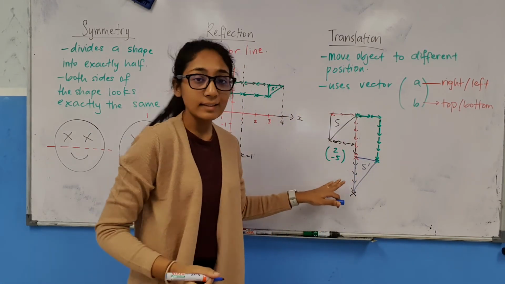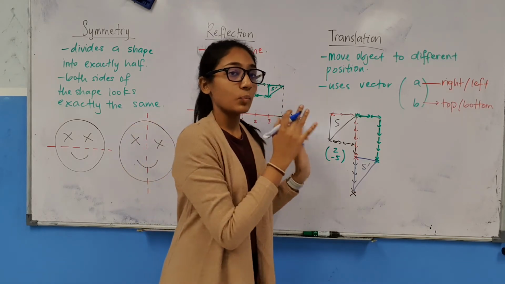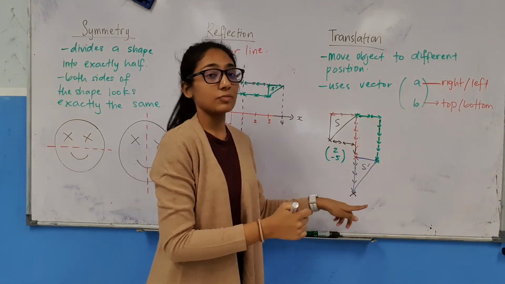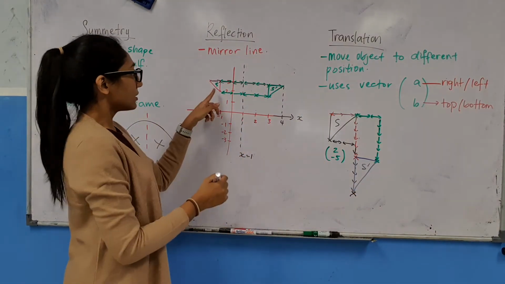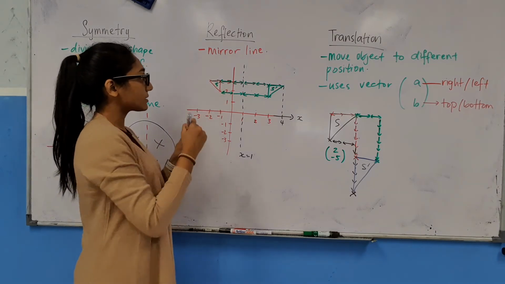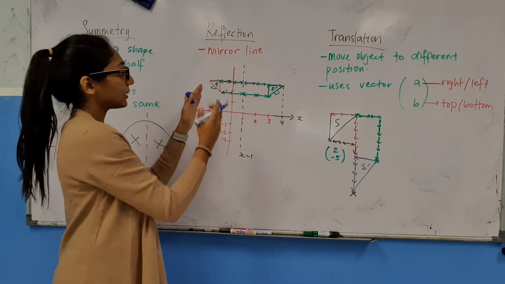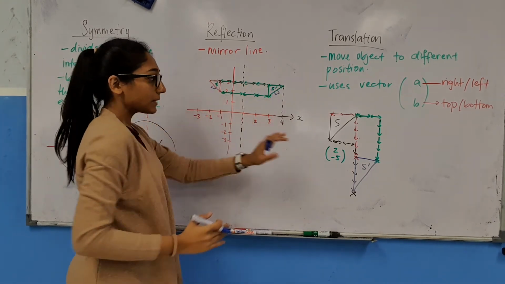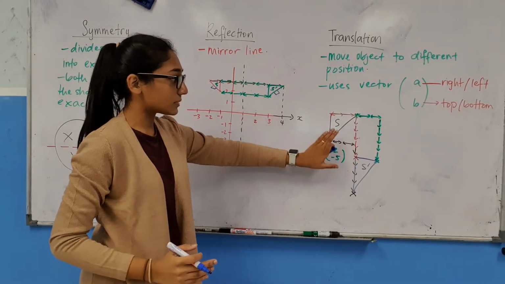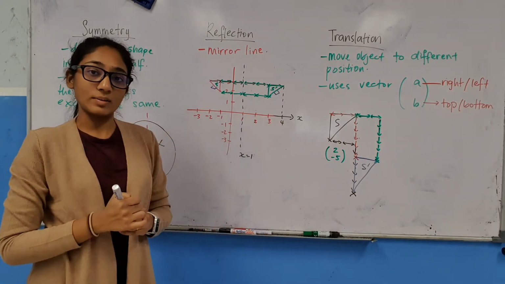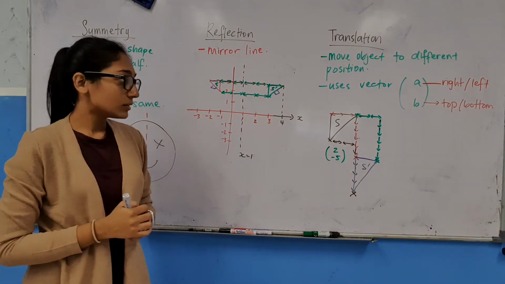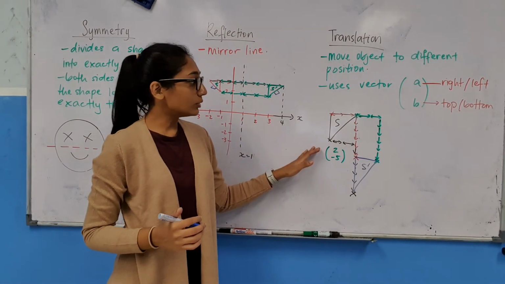They will be exactly the same size, facing the same way. It's just that they are in a different position. Like reflection, this is facing this side. Let's say this, right? Now it's facing different. The backs are facing each other. But translation, they will look exactly the same. They just shifted to a different position. Okay? So that is how we do translation.